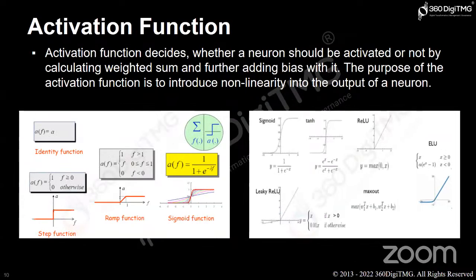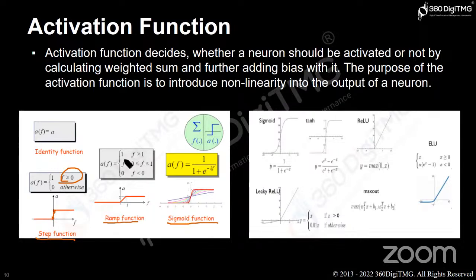So now you have these activation functions. You have a whole different set of activation functions that you can use. You have the identity function. You have the step function. We have seen the ramp function that looks like a ramp, and the sigmoid function. So here, how does it work? This activation function goes to 1 if f is greater than 0. Otherwise, it stays at 0.